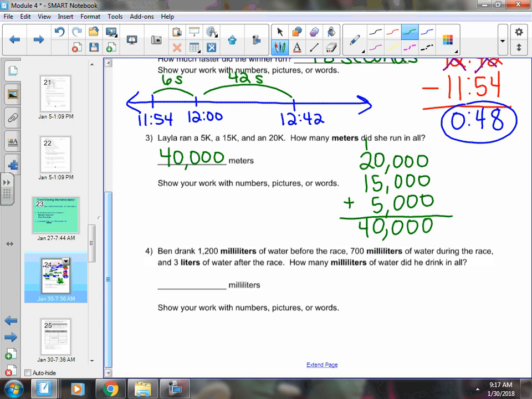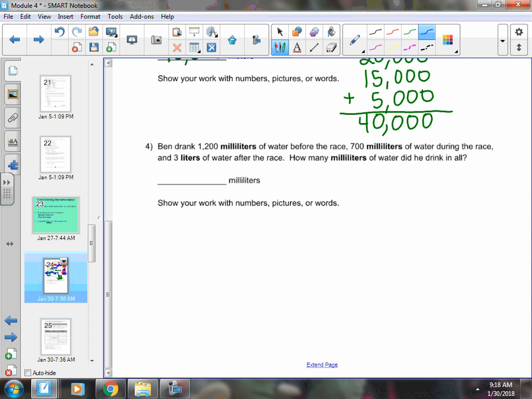Number 4, Ben drank 1,200 milliliters of water before the race, 700 milliliters of water during the race, and 3 liters of water after the race. How many milliliters did he drink in all? This is a simple addition problem, except for the fact that one of them is in liters. And we have to make it milliliters before we can add them all together. So I'm going to add 1,200 plus 700. And you better not add 3. You need to change 3 liters to milliliters.